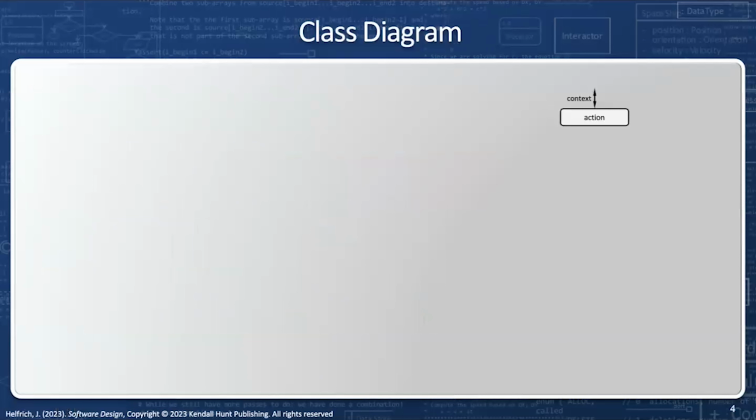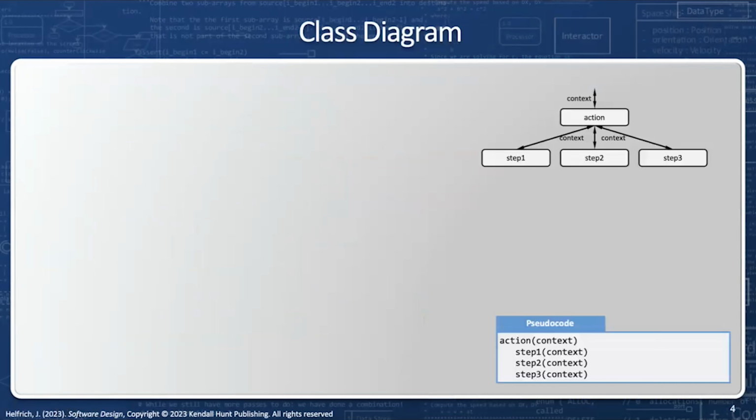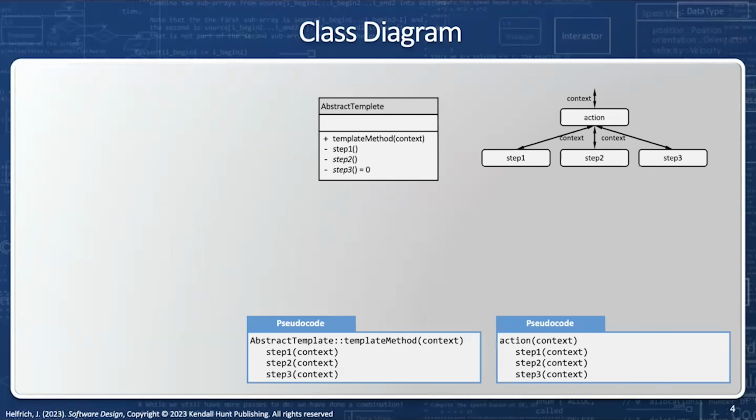First, I'll remember that we're going to have one action, and that action is going to have several different steps, and each step is going to take the context. Now, the pseudocode is for an action, perform step one, then step two, step three. Okay. Now, the abstract template is going to contain the template method, which is step one, step two, step three. And so the pseudocode of the before and after look really similar.